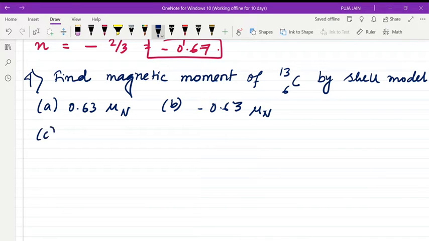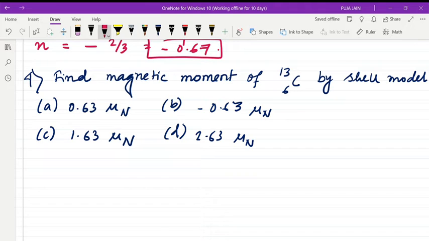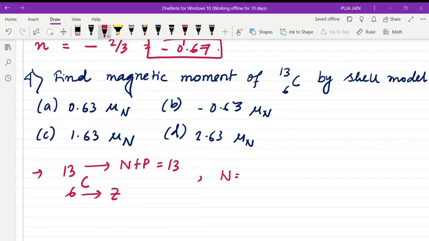Option C: 1.63, and option D is 2.63 μN. Okay, so first you see here carbon-13, Z = 6. This is my Z, that is the number of protons. This is the number of protons plus the number of neutrons, which equals 13. So from here we can say N is what? 7, right? So odd is what? My number of neutrons is odd.